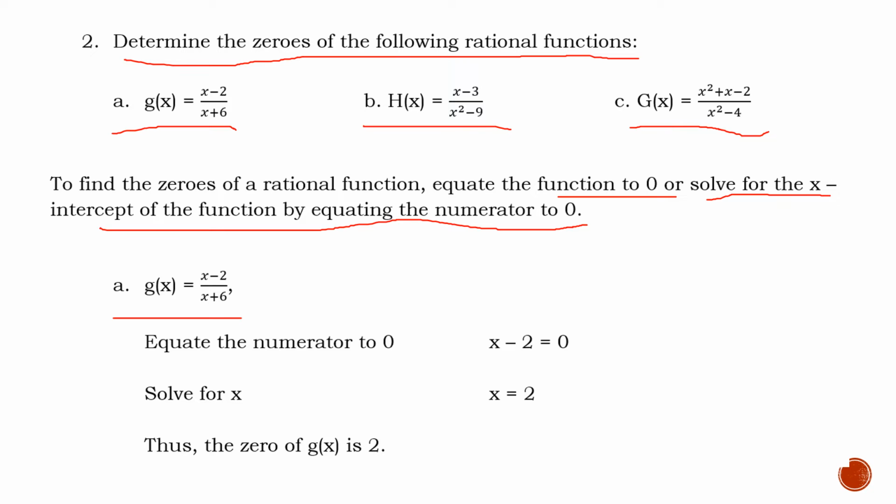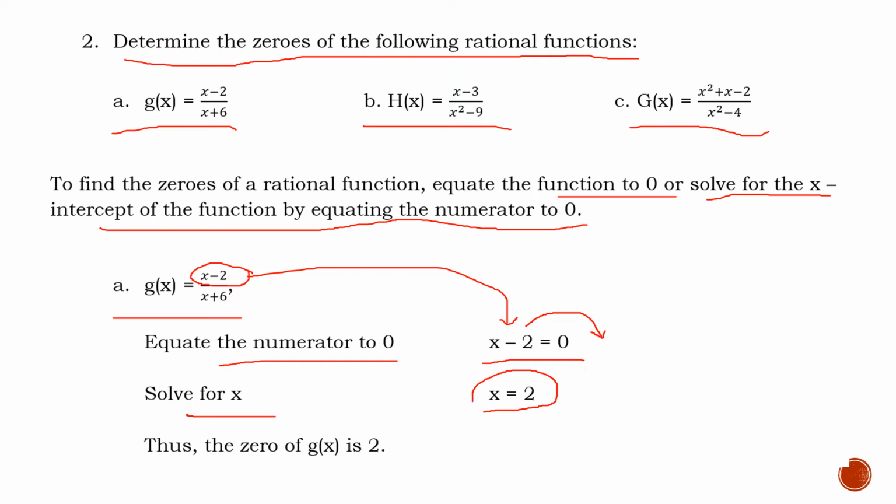So equate the numerator to 0. So that will be the first step. So your numerator here is x minus 2. So we're going to equate this numerator to 0, and it becomes x minus 2 is equal to 0. So after equating your numerator to 0, we're asked to solve for the value of x. So we just simply transfer this negative 2, or transpose this negative 2 to another side of your equation from negative to positive, no? Then your x now is equal to positive 2. Thus, the zero of g of x is 2.